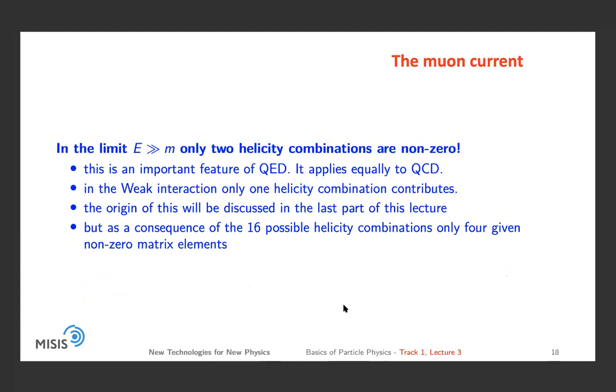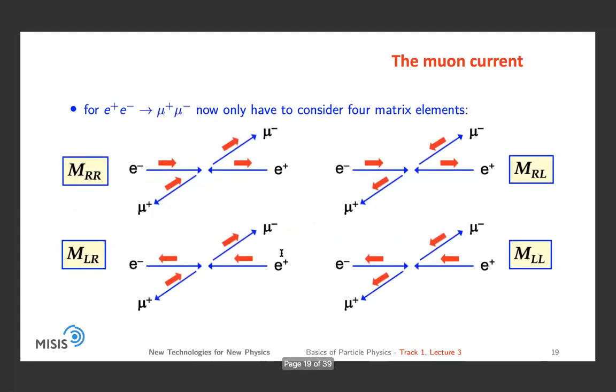But basically, as a consequence, of the 16 possible helicity combinations, only 4 will give non-zero matrix elements. So these 4 are all drawn here. Either we have right electron and left positron going to right muon and left muon plus, which is denoted as MRR, then such a combination like here, like this one, and like this one.